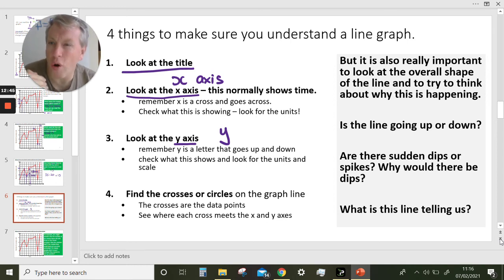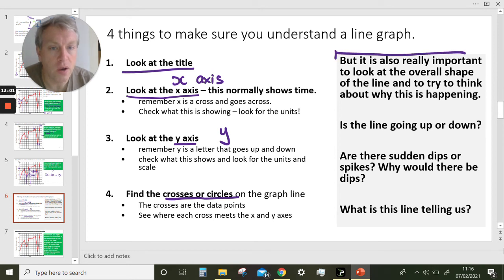But also, we need to look. There's another really important point here. I'm going to put it in this box, which is it is very important to look at the overall shape of the line and try and think what's going on and why.